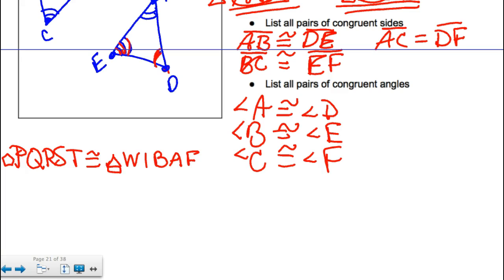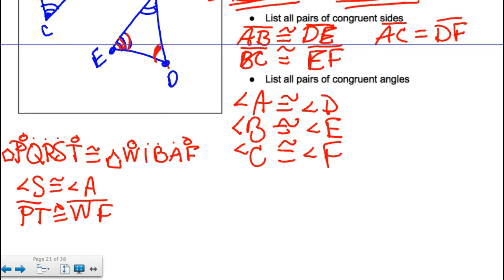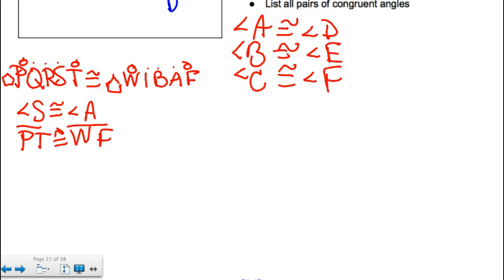If I asked you what angle corresponds to angle S, 1, 2, 3, fourth letter, 1, 2, 3, fourth letter, you'd say angle A. So I would know angle S is congruent to angle A. If I said what side corresponds to PT, you would say first, last, first, last. You would say WF. And corresponding parts are congruent. So you could list it like that. You don't need a picture. You can use the statement to help you match up all those corresponding pieces.